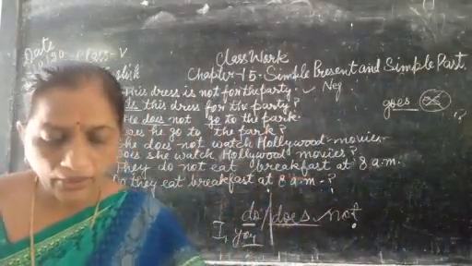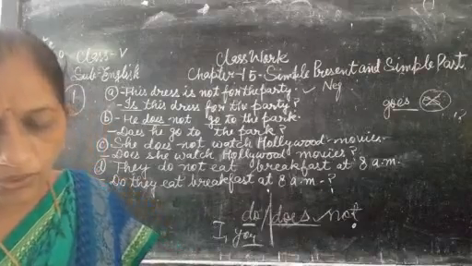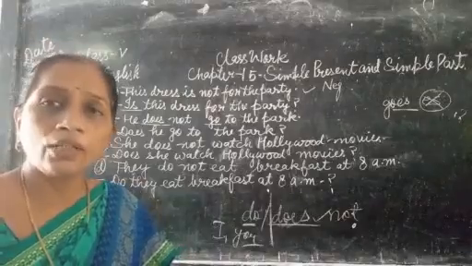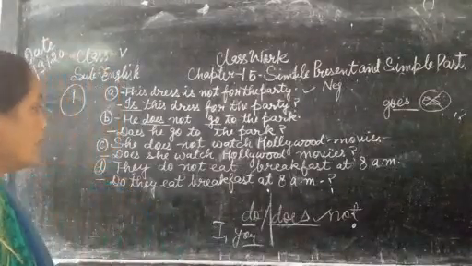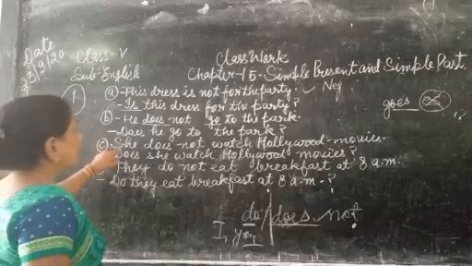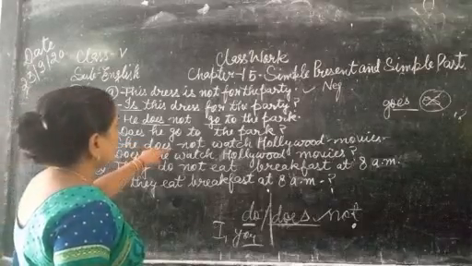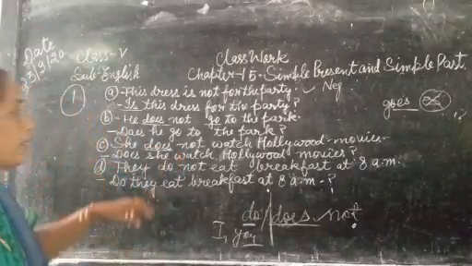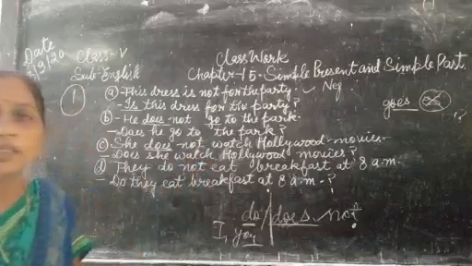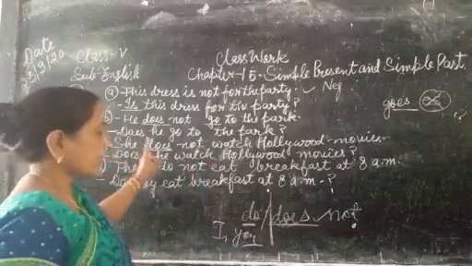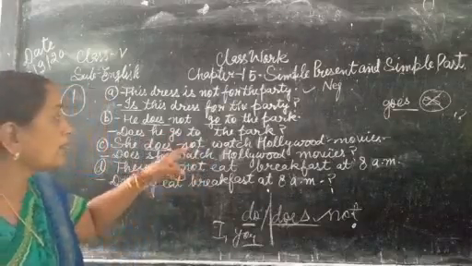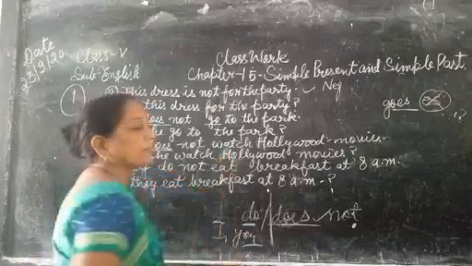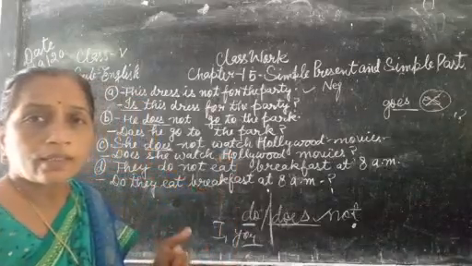In the next sentence, she watches Hollywood movies. Now we have to add this helping verb does and not is added in the negative sentence. She does not. Now, in the affirmative sentence, we have the verb watches.